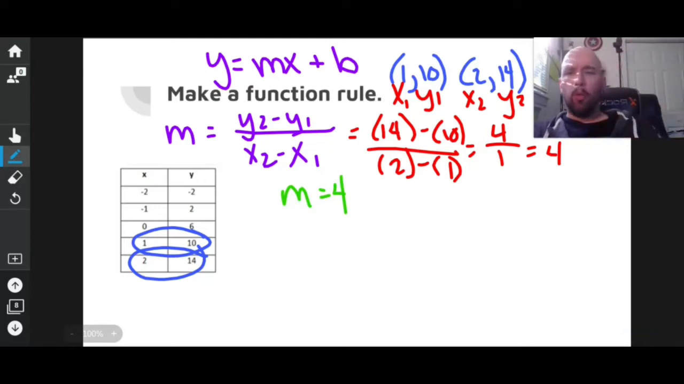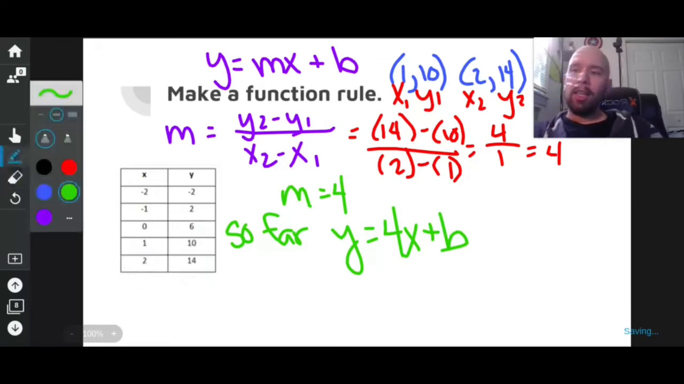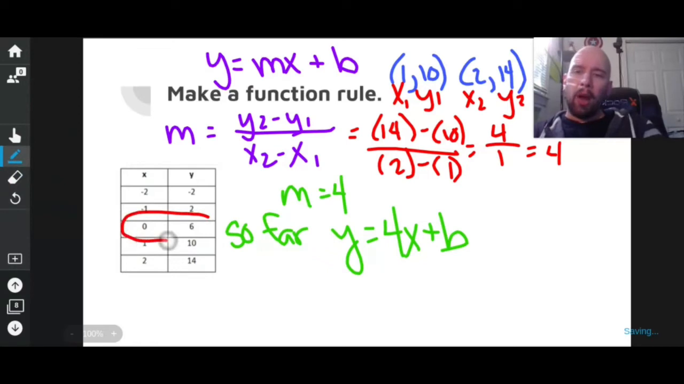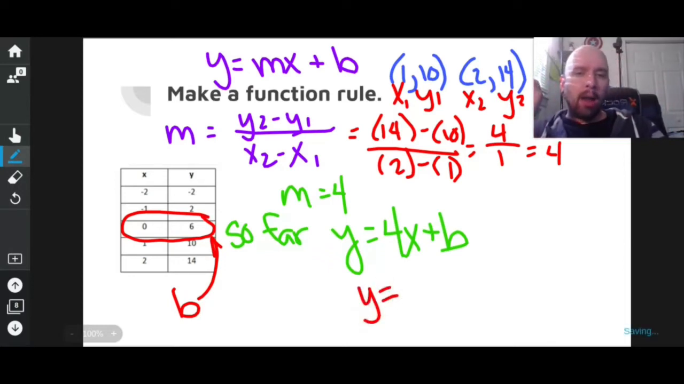If m equals 4, then so far I have y equals 4x plus b. Well, what's b? Well, b is my y-intercept. However, look over here, whenever x is 0, that number is my y-intercept. So that crazy thing where I had to pick a point and relabel things and plug them in and get b, I don't have to do that because I just found out that b is 6. So put it all together, and I have y equals 4x plus 6.